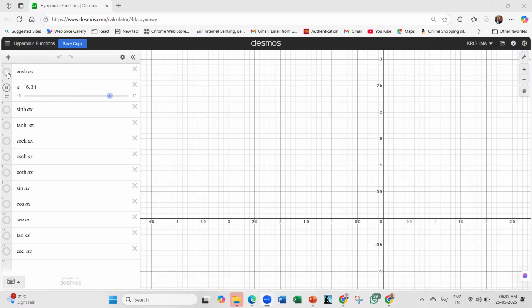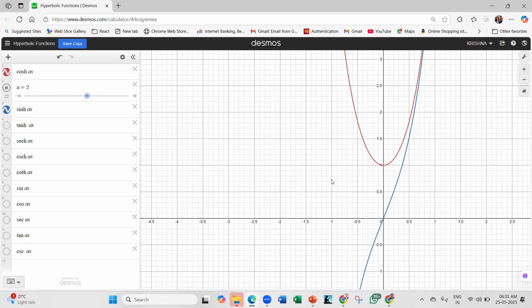So now what is the graph of cosine hyperbolic x? Just look here. This is the graph of cosine hyperbolic x. The minimum value of cosine hyperbolic is 1 and the maximum value can go up to infinity. Similarly, if we take the graph of sine hyperbolic x, this is the graph of sine hyperbolic x. Now if we take both the graphs simultaneously, then it looks like this.